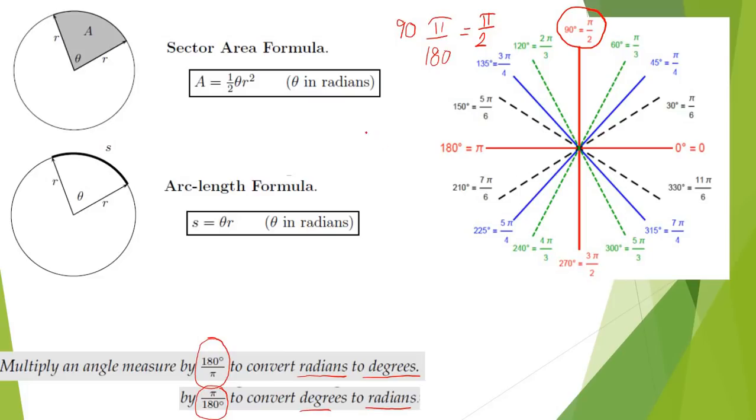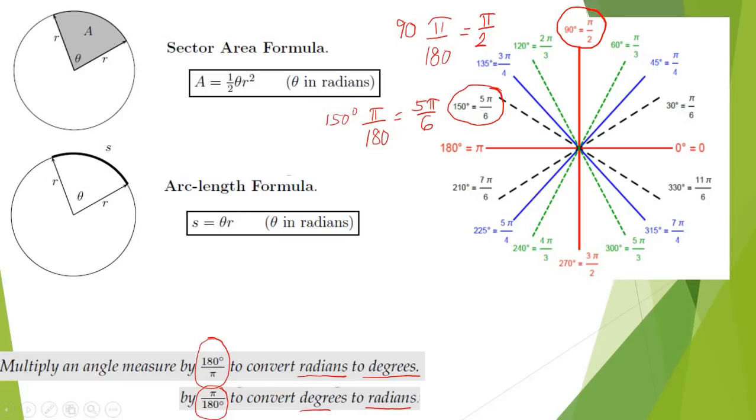Now let's have another example. If you wanted to convert 150 degrees into radians, again, we simply multiply that by pi over 180. So we have 5 pi over 6. Again, this gives you these values here. From 150 degrees to radians, we have 5 pi over 6 radians.